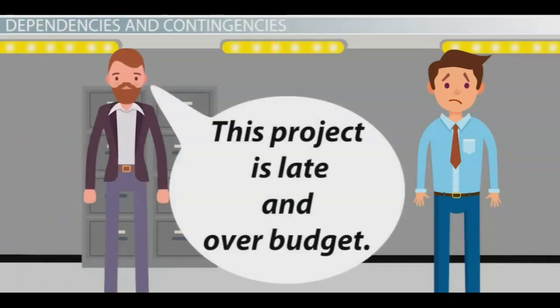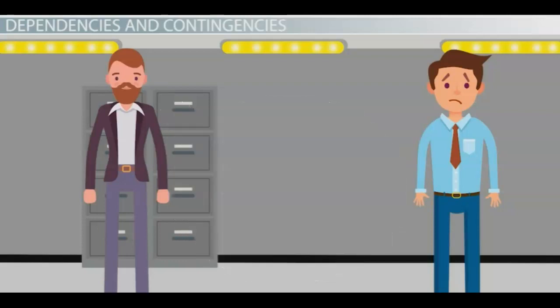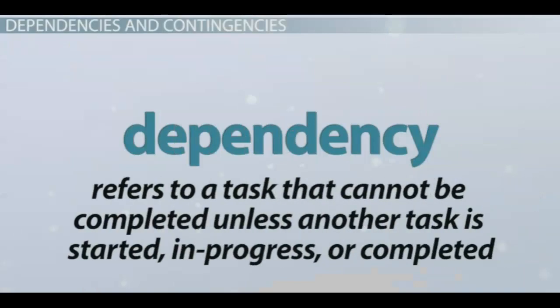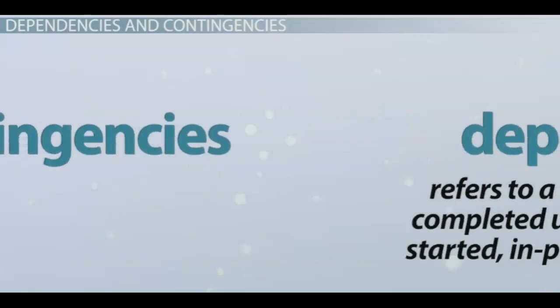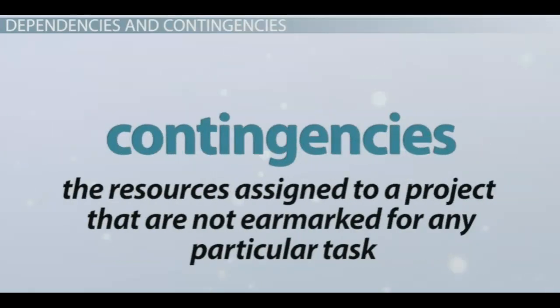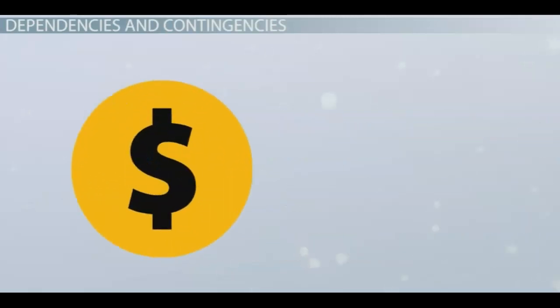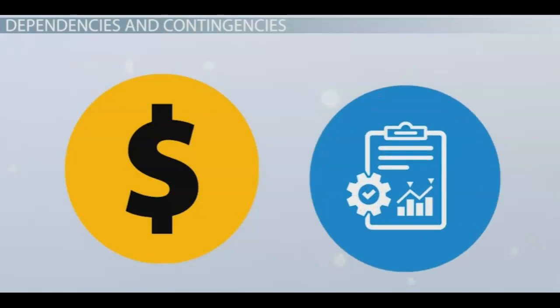When a project goes off the rails in budget and time, dependencies and contingencies are often the culprit. A dependency refers to a task that cannot be completed unless another task is started, in progress, or completed. Contingencies are the resources assigned to a project that are not earmarked for any particular task. Instead, the resources, usually financial, are held in reserve in order to keep a project on track, even if some dependencies become unaligned and threaten the delivery date of the project.